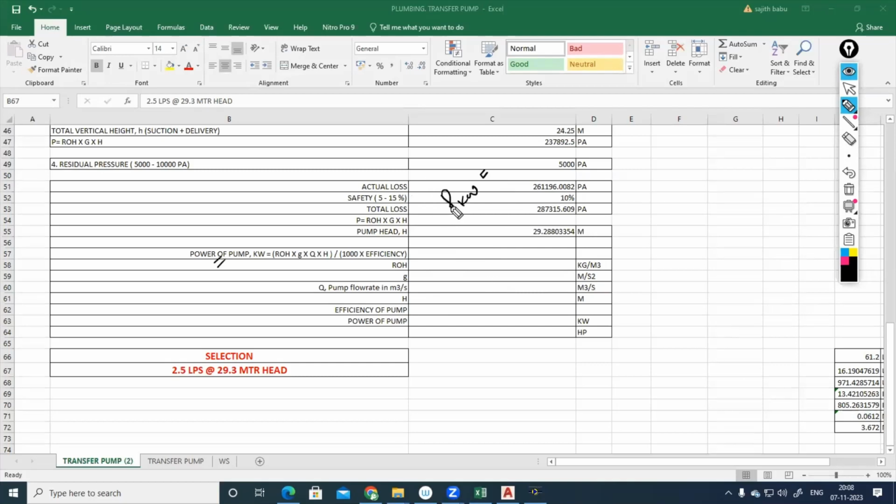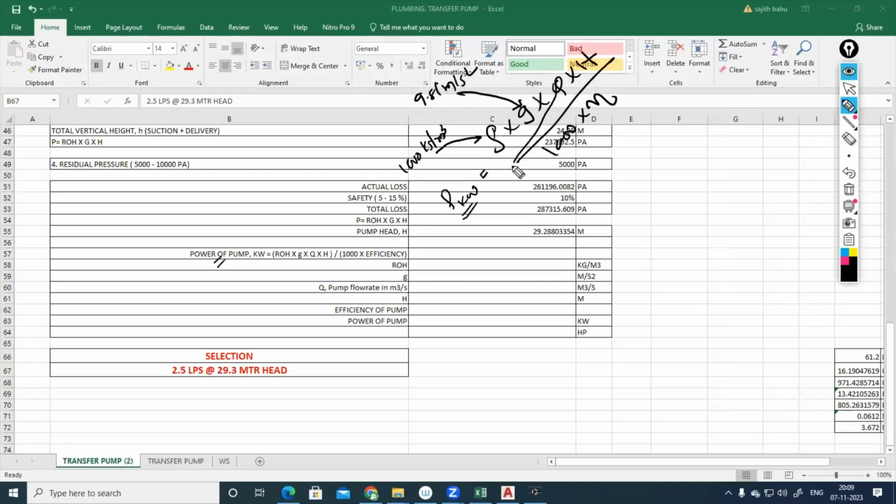So mechanical power in kilowatt, or shaft power, is equal to rho into G into Q into H divided by 1000 into eta, the efficiency. In this equation, power of pump in kilowatt, rho is the density of the fluid you are dealing with. If you are using water, then density will be 1000 kilogram per meter cube. G is acceleration due to gravity, 9.81 meter per second square.